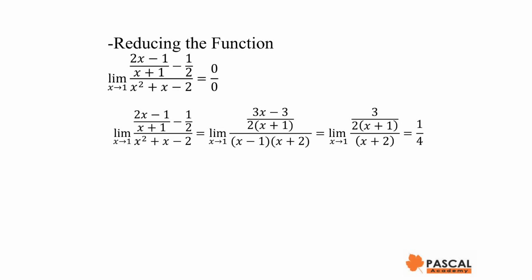In some cases, direct substitution fails. The technique that we use in these cases is called reducing the function. For example, to find the limit of (2x minus 1 over x plus 1 minus 1 over 2) divided by (x^2 plus x minus 2) as x approaches 1, we get 0 over 0. 0 over 0 is called indeterminate form.